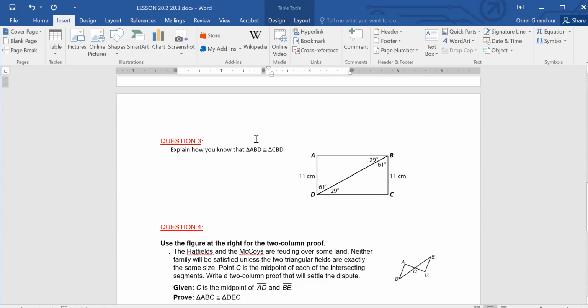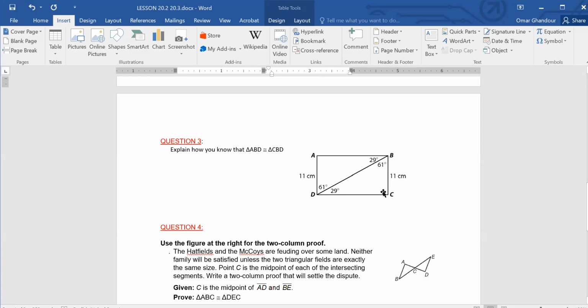Explain how you know that triangle ABD is congruent to triangle CBD. Okay, let's see. I have a 61 and a 61. I have a 29 and a 29. And then we have this 11 in here and this 11 in here. Actually, if you tell me, teacher, this is equal to this and this is equal to this and this is equal to this, that is not a theorem.